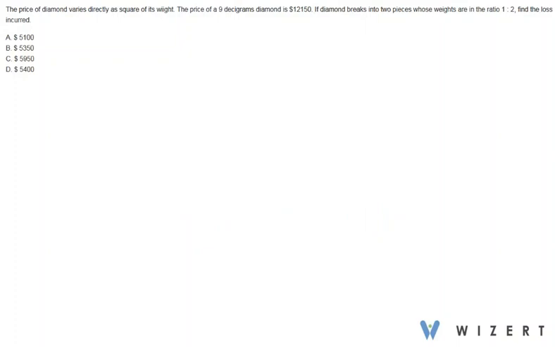We have this question here. The price of a diamond varies directly as the square of its weight. The price of a 9 decigram diamond is $12,150. If the diamond breaks into two pieces whose weights are in the ratio of 1:2, find the loss incurred.